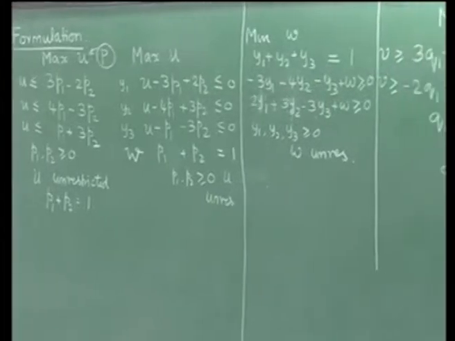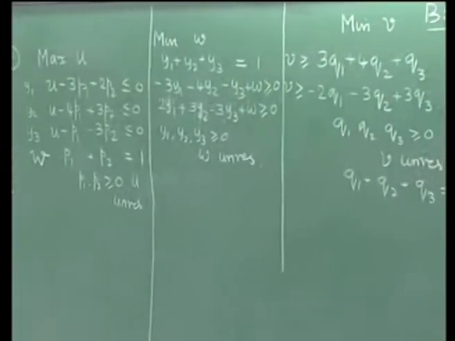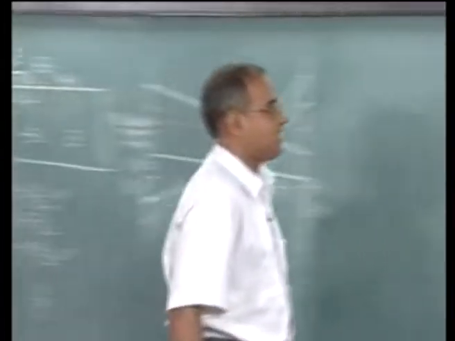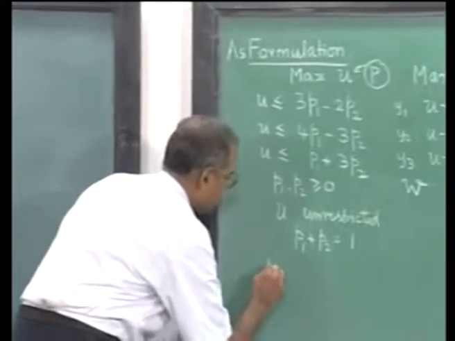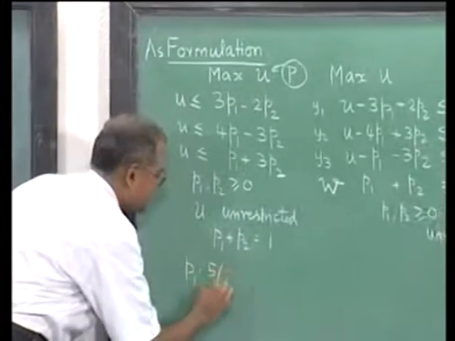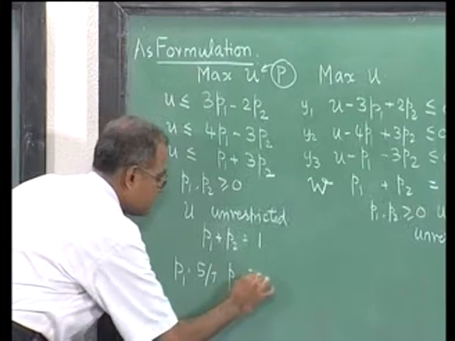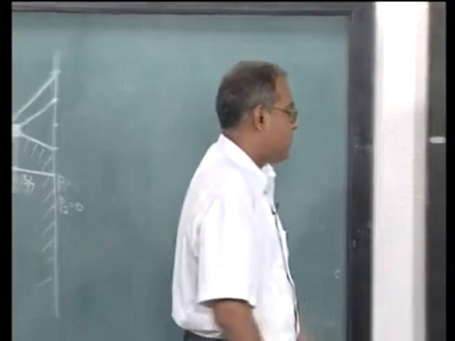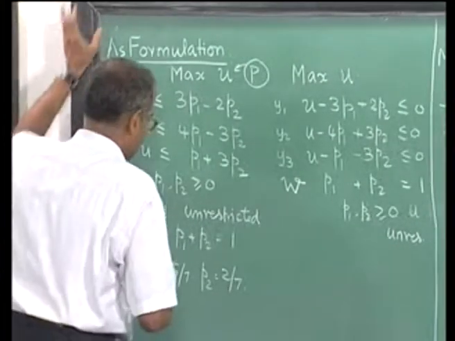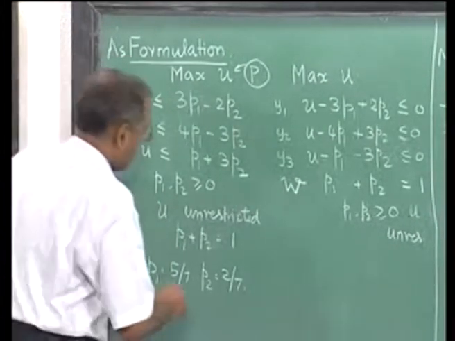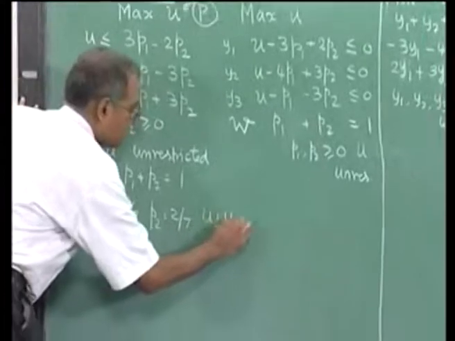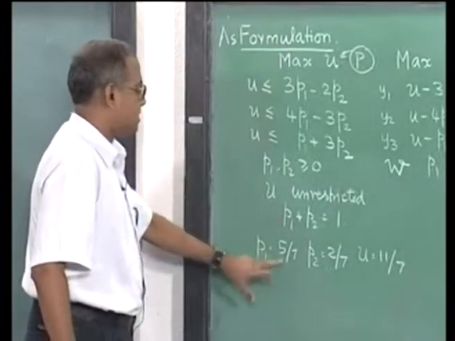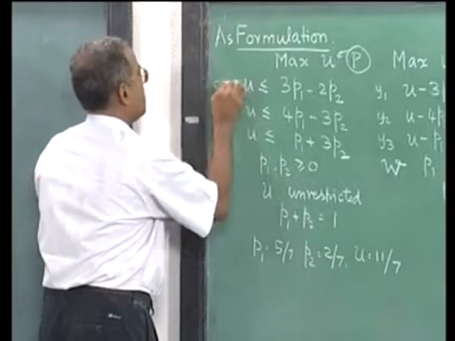Now to do that, we realize that the solution is P1 equal to 5 by 7, P2 equal to 2 by 7. So we have a solution P1 equal to 5 by 7, P2 equal to 2 by 7. Now let us go back and substitute this. The first constraint, with the solution u equal to 11 by 7: 3p1 minus 2p2 is solved as an equation.